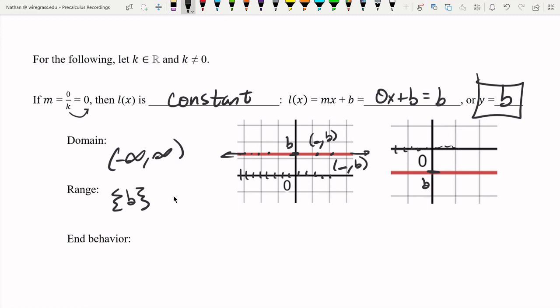Now, the end behavior is different, because we do not go upward or downward in either direction. We stay constant. So you can say there's either no end behavior, or it's just a constant at b, something like that, to get across that it doesn't go upwards or downwards. It just stays flatlining there. It never changes.